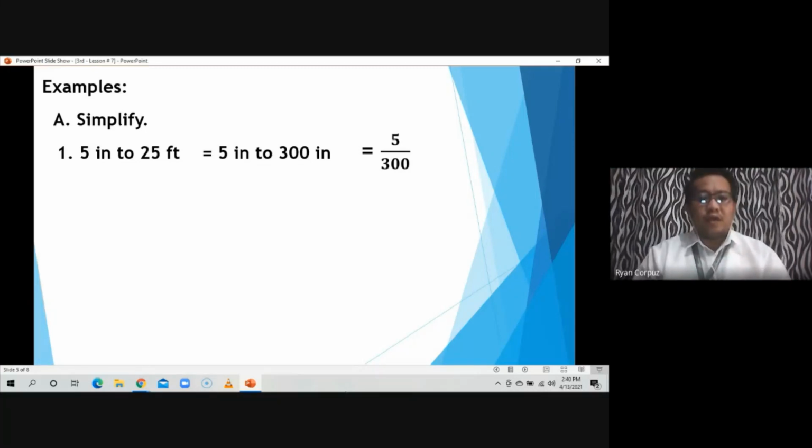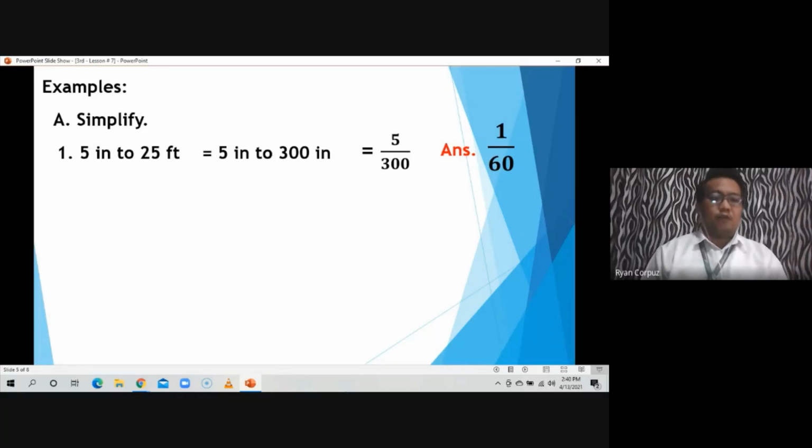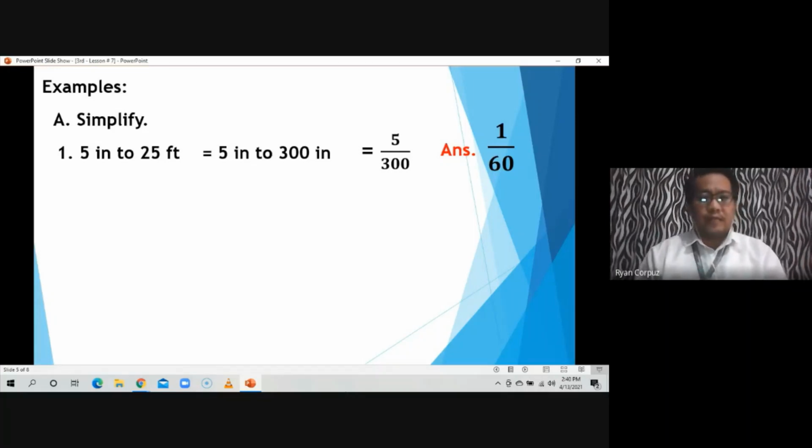So, 5 inches to 300 inches is the same as 5 over 300. Pwede na hindi natin ilagay yung inches because they do have the same unit of measurement already. So, 5 over 300, when simplified, both are divisible by 5. So, we can come up with the final answer as 1 over 60. So, the simplified form of 5 inches to 25 feet is equal to 1 over 60. So always remember na when you simplify a given ratio, you have to make sure that the two quantities are in the same unit of measurement.